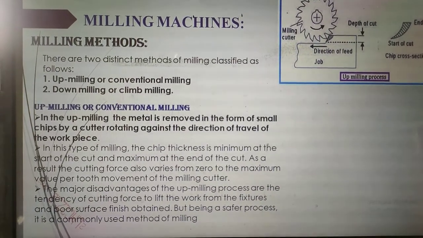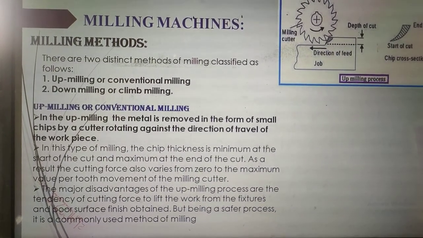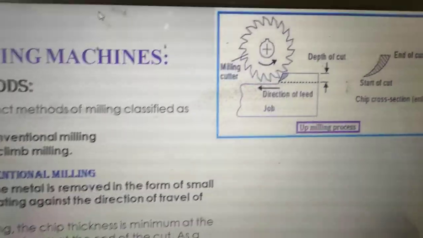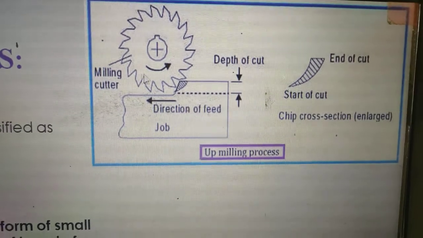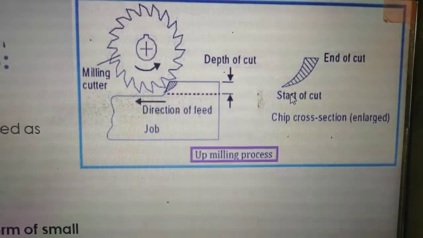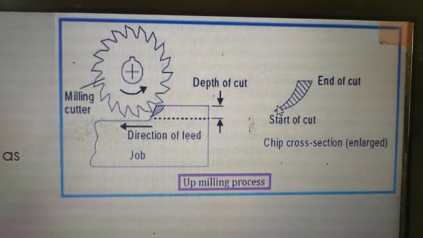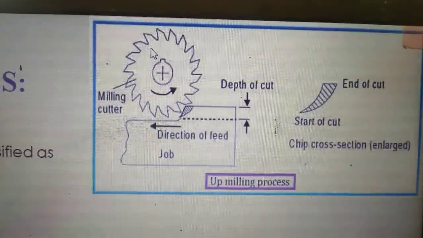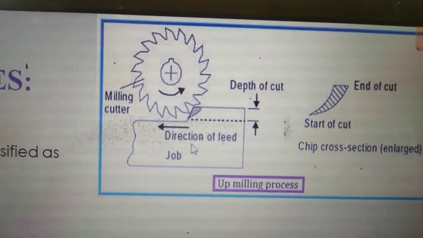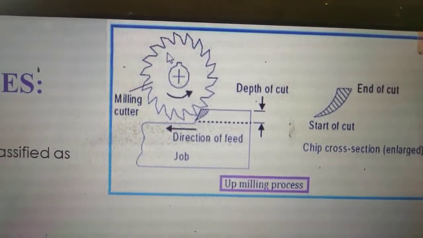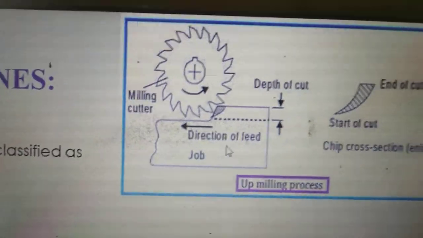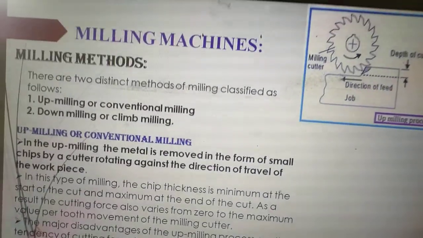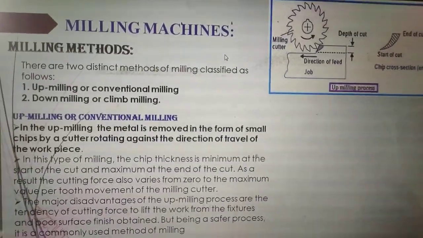In this type of milling, the chip thickness is minimum at the starting of the cut and maximum at the end of the cut. So here, if you are observing, the chip thickness is minimum at the starting of the cut and maximum at the end of the cut. Here the cutter moves in this direction, and the workpiece moves in the opposite direction. So both the cutter direction and the workpiece direction are opposite. So this is all about the up milling process.